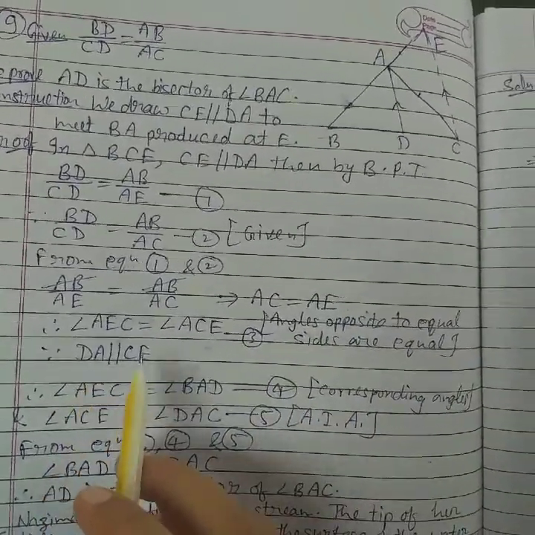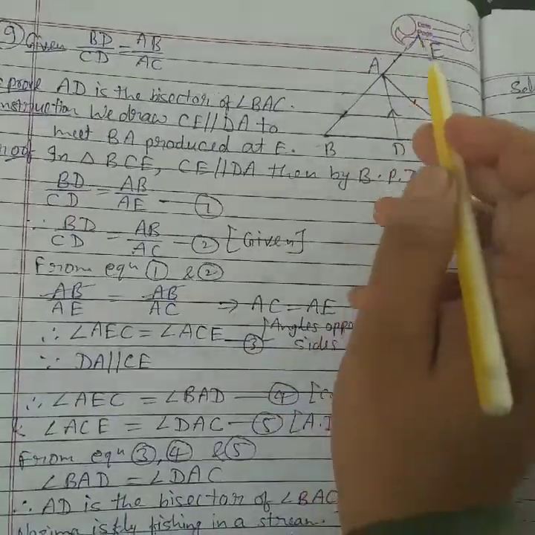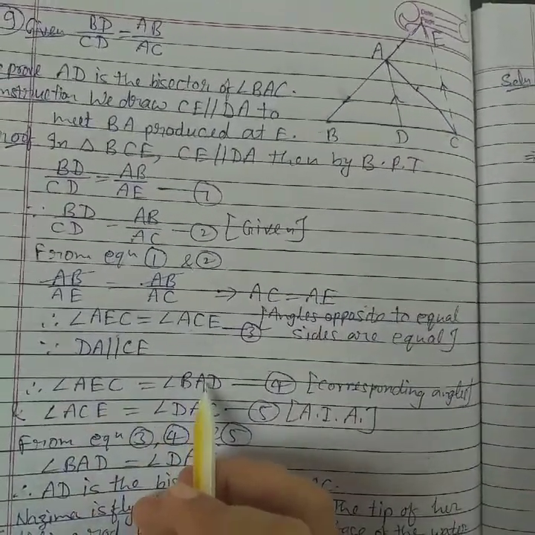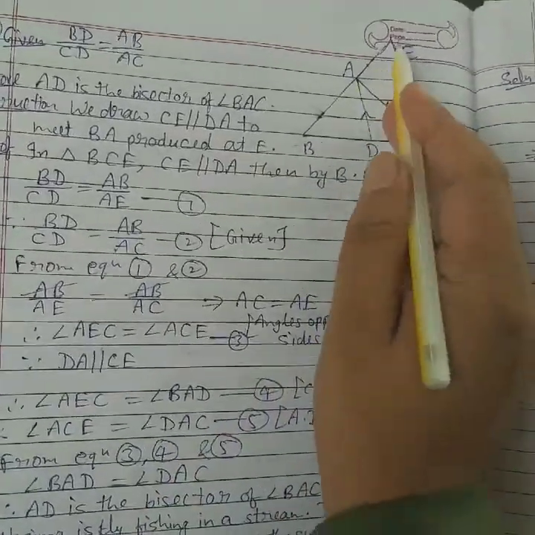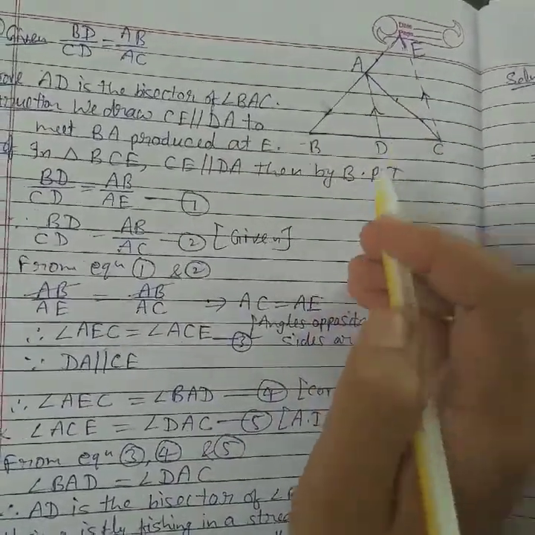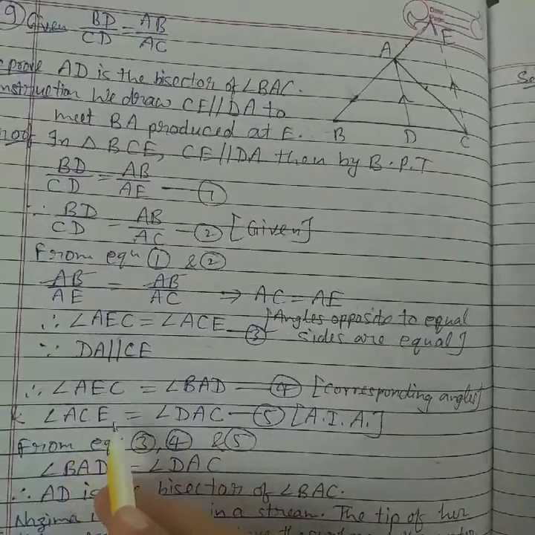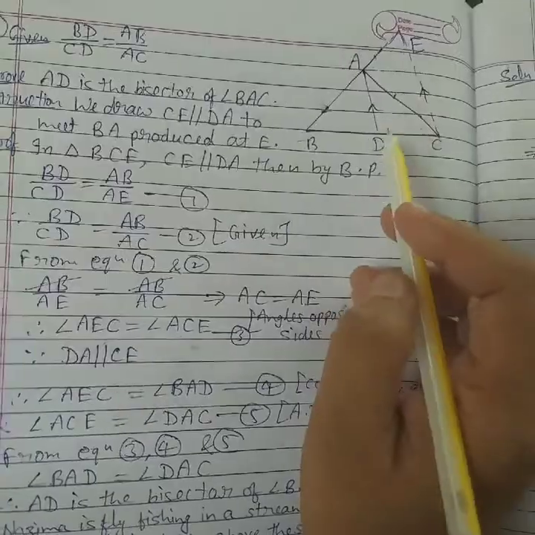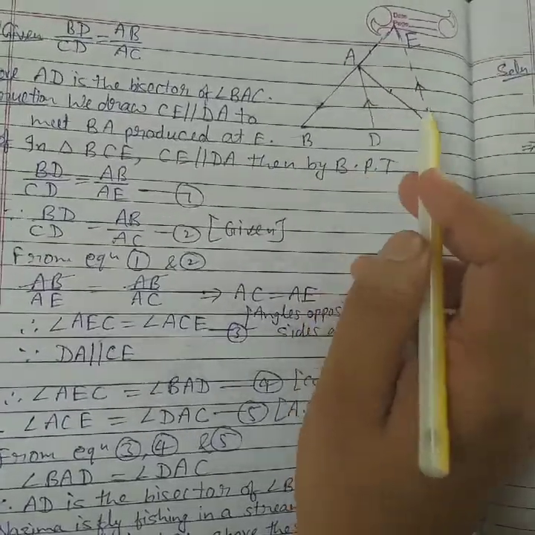Now since DA is parallel to CE, the line DA है that is parallel to CE. Now we can write angle AEC equals angle BAD. Corresponding angles, angle AEC equals angle BAD. This is by corresponding angles. And angle ACE equals angle DAC. Angle ACE equals angle DAC. This is by alternate interior angles.